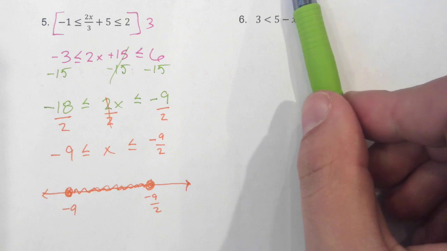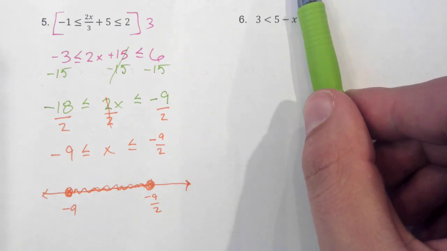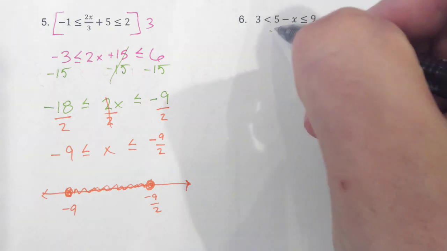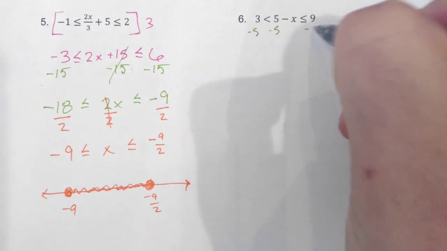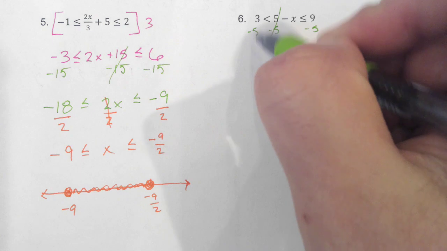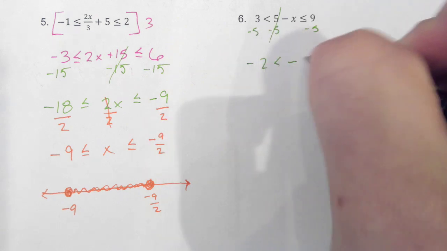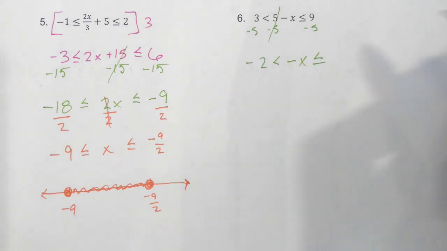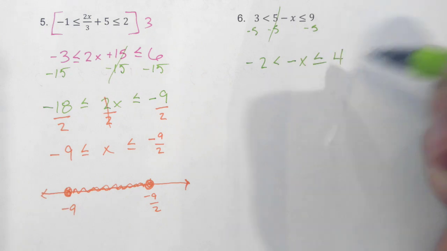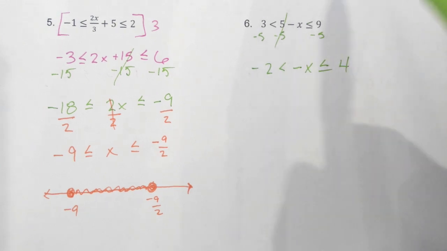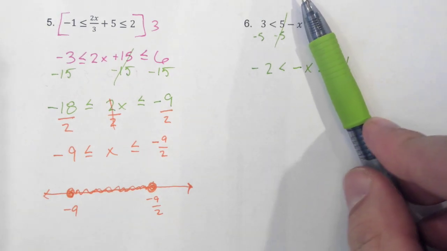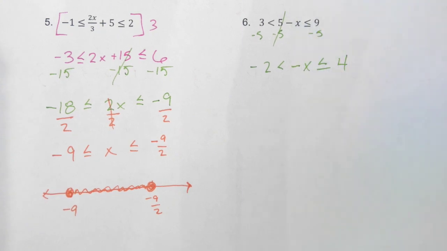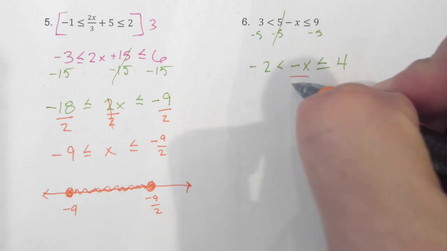Okay, so again, maybe you covered up and said, what would I do to get x by itself? The first thing you'd get rid of is that 5. So you'd subtract 5 from all sides. That would be negative 2 is less than negative x is less than or equal to 9 minus 5 is 4. Okay, again, maybe you covered up again. What would you do to get rid of that negative? You would divide by a negative, or you'd flip all of the signs. So I'm going to divide by negative 1.